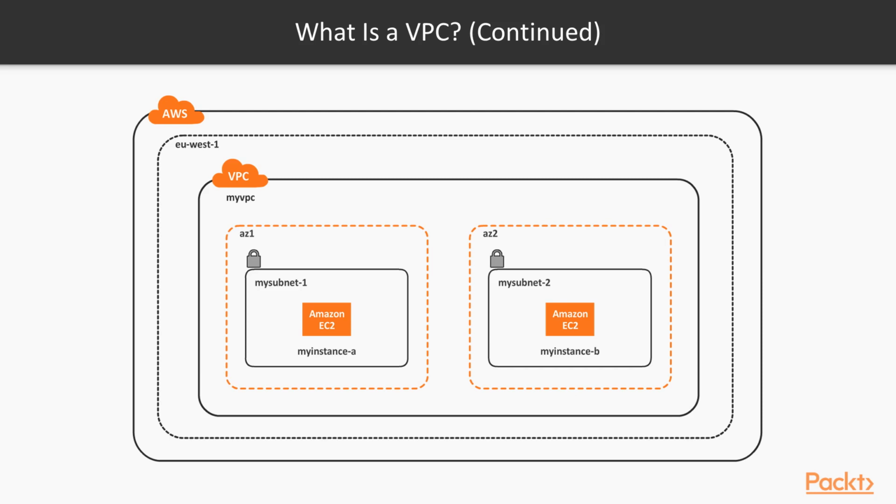Of course, you can have multiple VPCs inside the same region. That is not a problem, but if you have multiple VPCs within the same region, it doesn't mean that they will automatically be communicating with each other. For that, you need something like VPC peering, which we will also discuss.